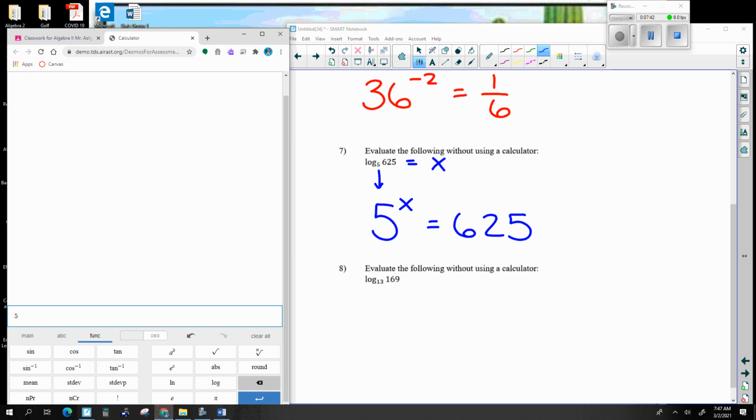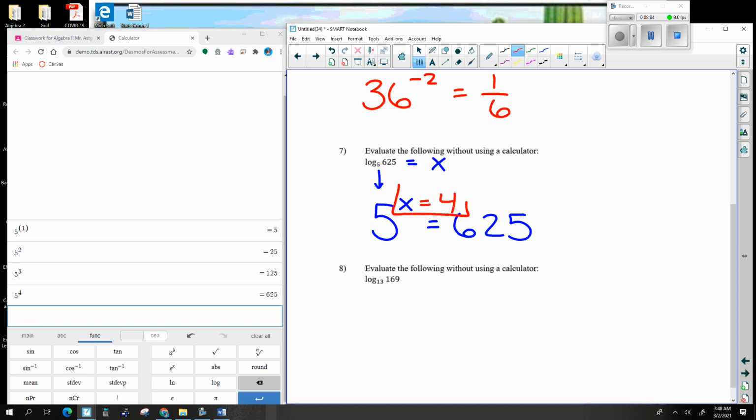So 5 to the 1. No. 5 to the 2. No. 5 to the 3. Getting closer. 5 to the 4. There it is, 5 to the 4. All right, so that means this X is equal to 4. That's what the original problem is equal to. What is log base 5 of 625? It's 4.